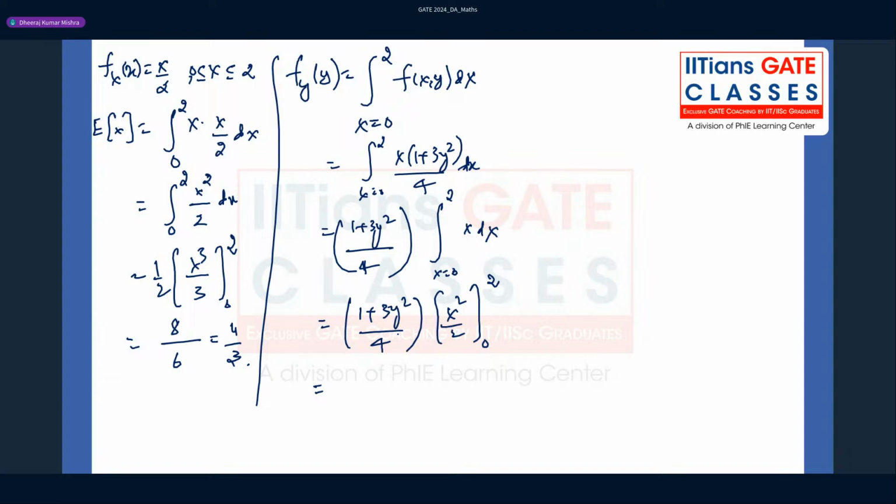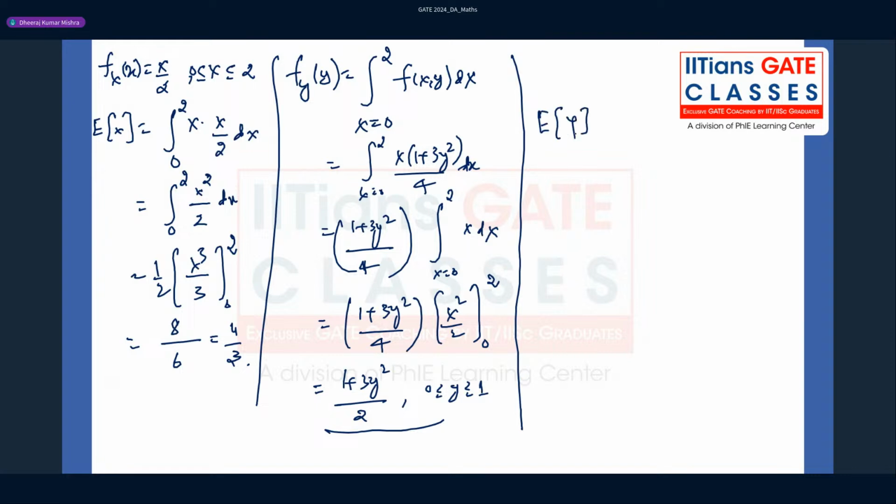Because the 4 is gone. So what is the marginal PDF, guys? The marginal PDF for y is going to be (1 plus 3y square) upon 2, with y ranging from 0 to 1. This is the marginal PDF. You can find the mean of this also. So how do we find the mean? The expectation of y is going to be the integral from 0 to 1 of y times (1 by 2 plus 3y square by 2) dy. So when we find the mean, what will come?